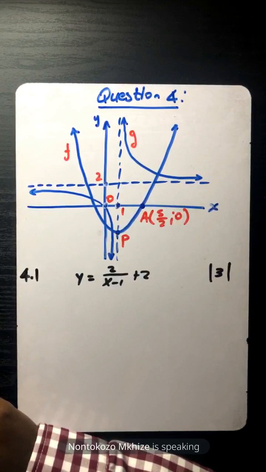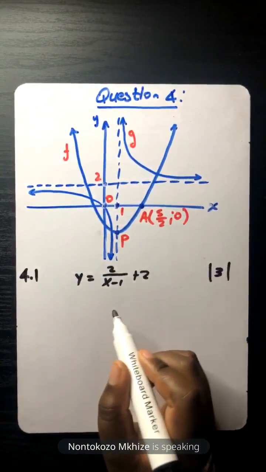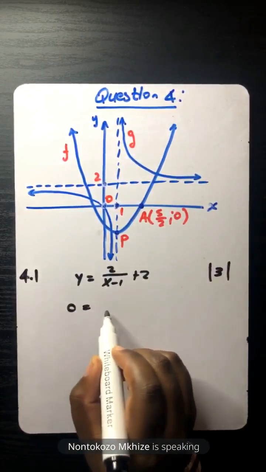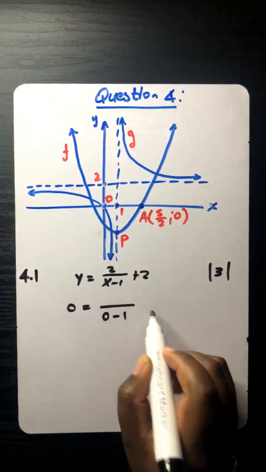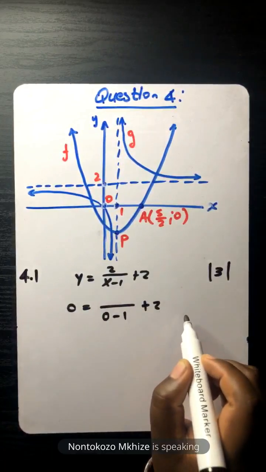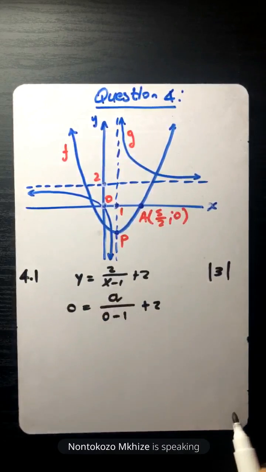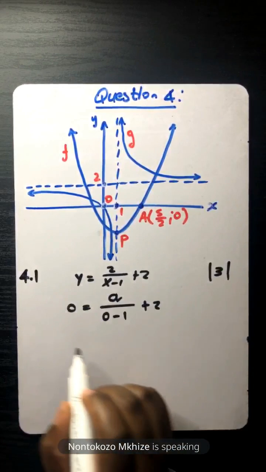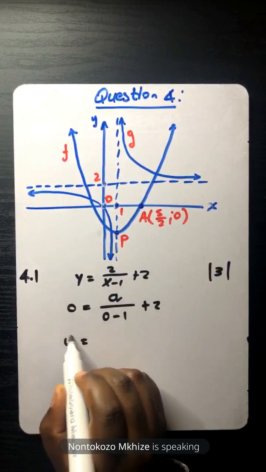So then I would take my equation, this one. On the y value I would write 0, as well as on the x value a 0 minus 1 plus 2, and then I have a. From here, 0 minus 1 is negative 1. So I am going to say negative 1 times 2, and then negative 1 times 0 times anything is 0. So yeah, it's just 0.